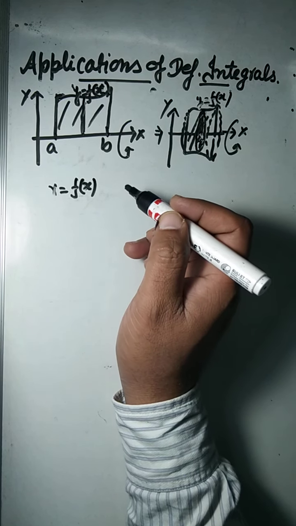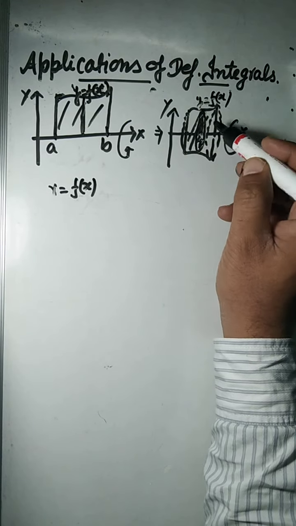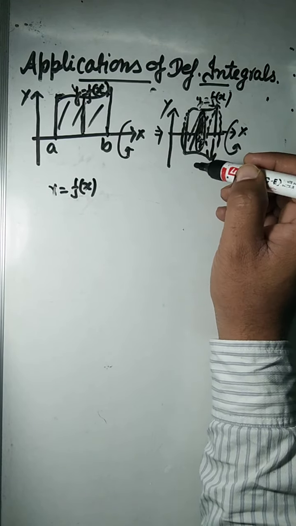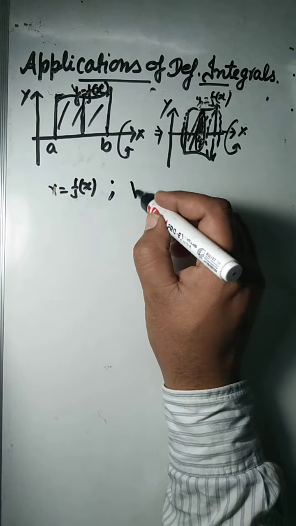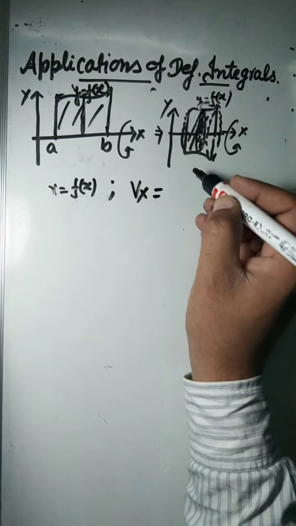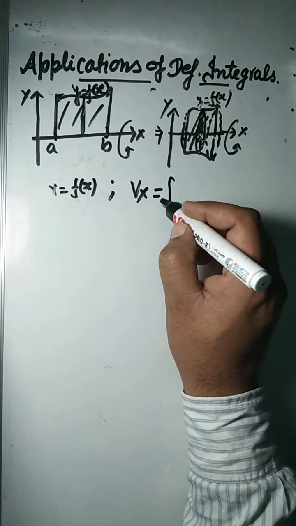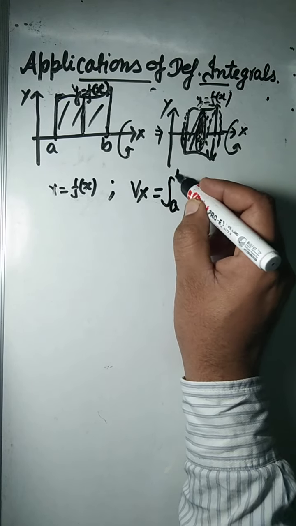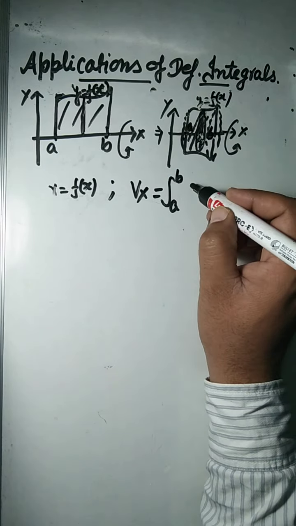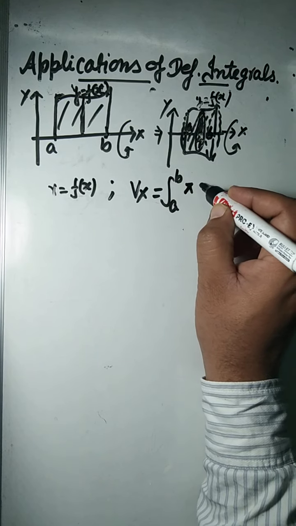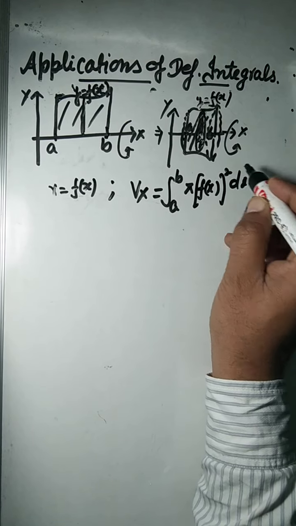The volume that will be produced by rotating the curve around the x-axis is V_x. Here it is point a, here it is b. Integrate between a and b, pi f(x) squared dx.